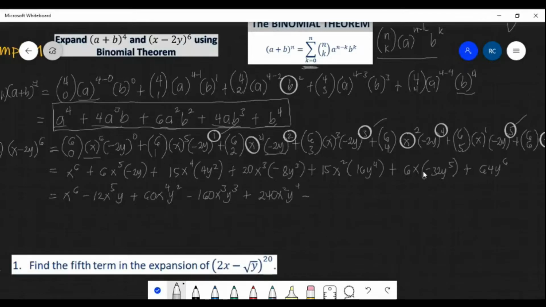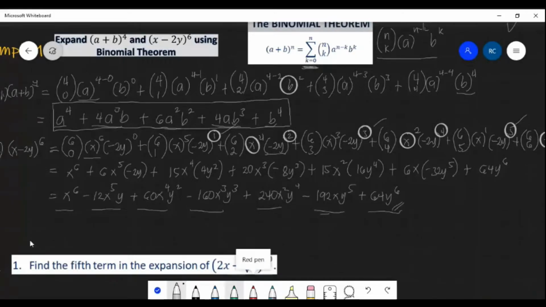What is 6 times 32? Negative 192xy raised to 5, and simply copy 64y raised to 6. At ito na po ang ating final answer. Tinanong ko kayo kung ilan yung magiging term. Sabi niyo 7. Ito po yung 7. 1, 2, 3, 4, 5, 6, 7. Yan po yung 7 na term.